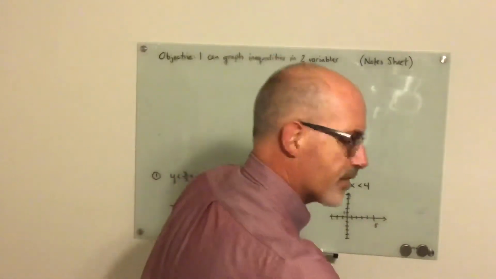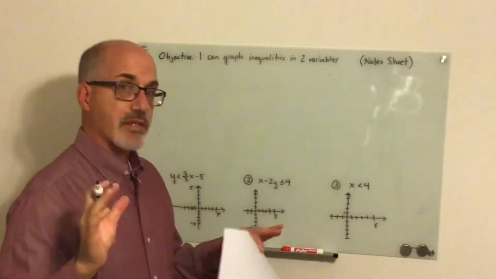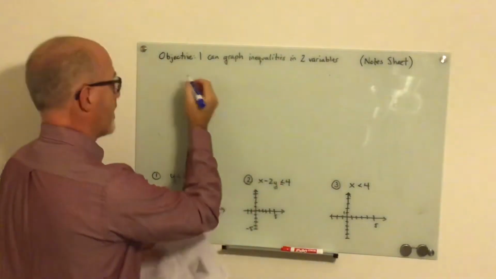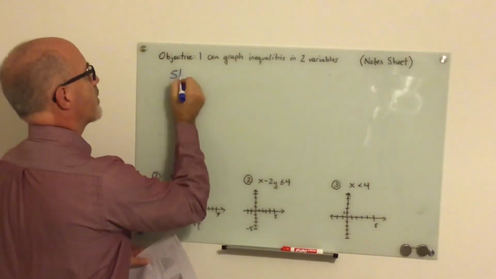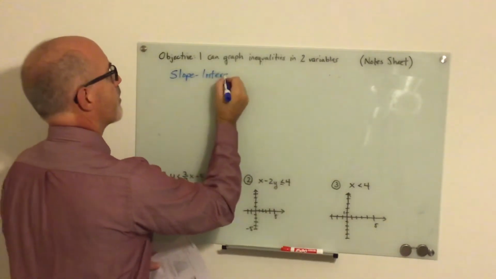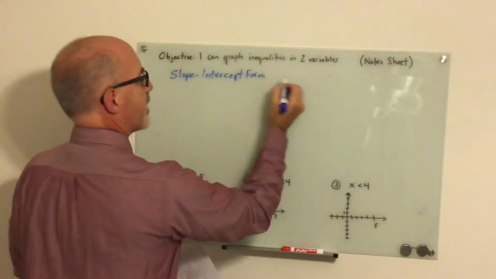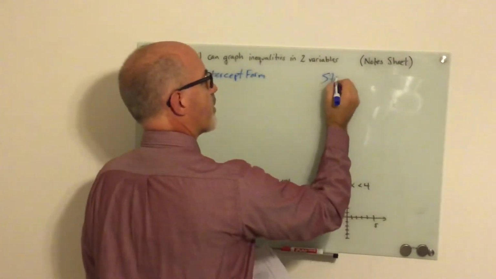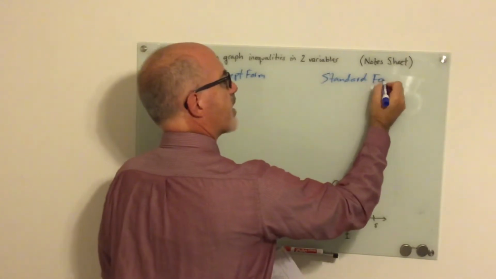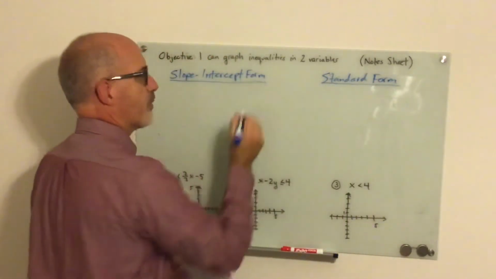So the steps for doing this, let me give you the steps in slope-intercept form for lines and also in standard form. So slope-intercept form, and then what if the equation were in standard form? So I'm going to give you both. You can actually convert standard form using our rules into slope-intercept form if you prefer.